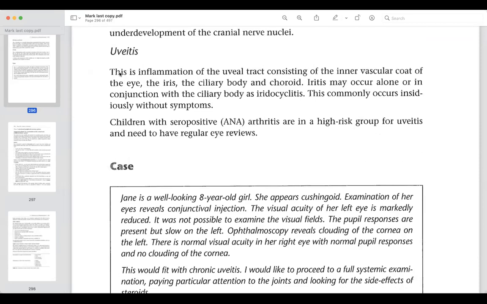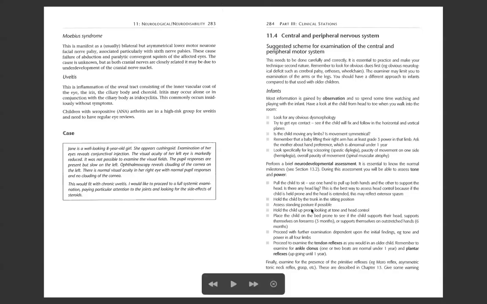Iritis may occur alone or in conjunction with the ciliary body as iridocyclitis. So iris plus ciliary body together, we call it iridocyclitis. This commonly occurs insidiously without symptoms. It can be gradual, and in the starting there won't be any symptoms. Okay.